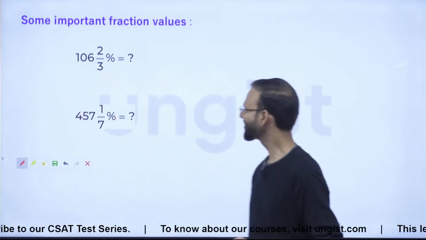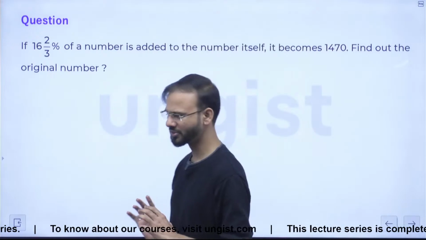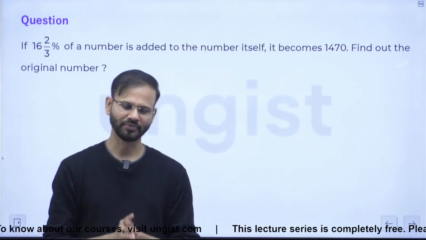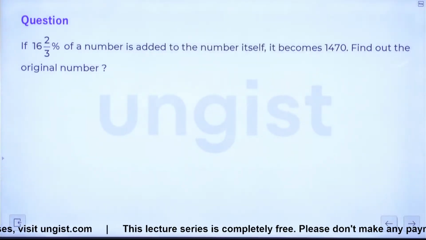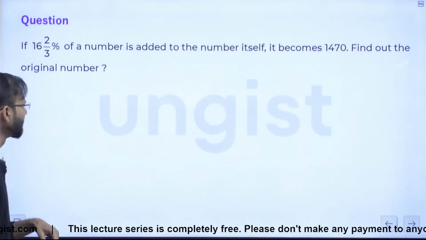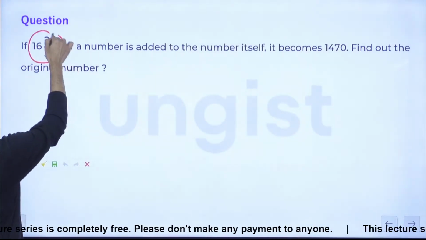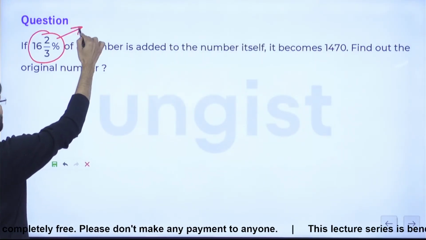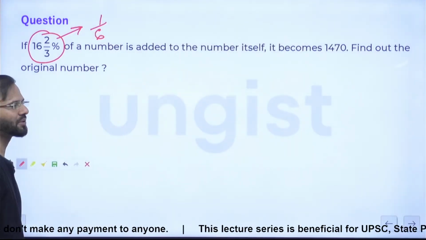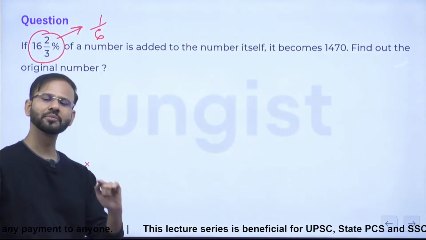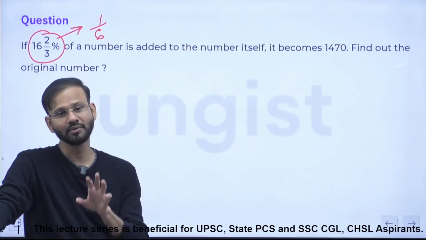चलिए. After that, guys, अब इस क्वेश्चन को आप करेंगे नहीं, right? You just have to read this question. All of you put on your pens. You just have to read this question. Friends, I'll tell you the two processes for this question. Fine. मुझे ये बताइए, what this question is saying, if 16 2 by 3% of a number, what is 16 2 by 3, guys, in fraction? 1 by 6. Question is saying if 1 by 6 of a number is added to the number itself, then the number becomes what?